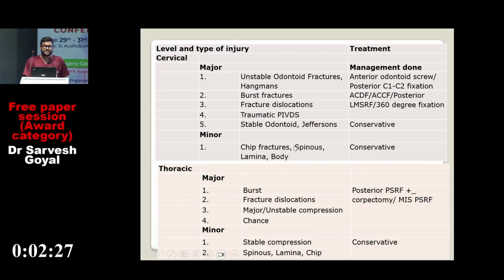According to these standard protocols, various kinds of fractures were managed differently. Like for odontoid fracture, we had anterior odontoid screw placement or posterior C1, C2 fixation.